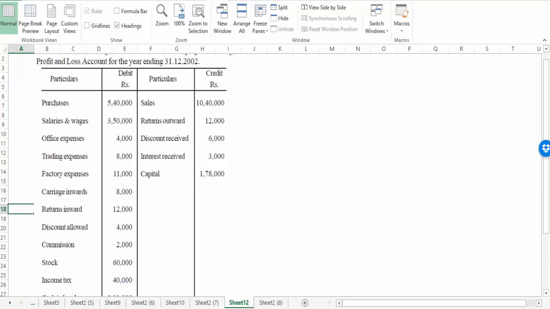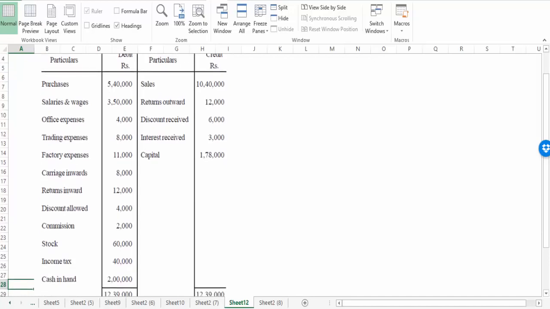Carriage inwards, it will be trading debit. Return inwards is nothing but sales return, so it will be netted with sales. Discount allowed, it will appear in P&L debit. Then commission is going to be P&L debit. Stock is an asset, but we have to understand this is opening stock, because closing stock will not find place in TB because it's an adjustment item. Then income tax, let's say it's a tax paid on the business income. Then cash in hand is an asset, it will not find place in your trading or P&L, so that's one item which we have to exclude.